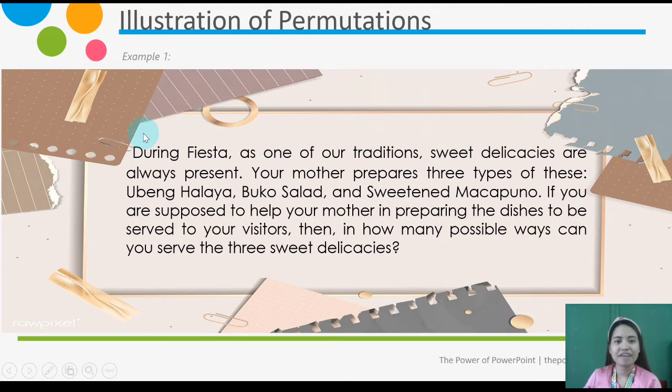So let's have example number 1. During fiesta, as one of our traditions, sweet delicacies are always present. Your mother prepares 3 types of this: ubing halaya, buko salad, and sweetened makapuno. If you are supposed to help your mother in preparing the dishes to be served to your visitors, then in how many possible ways can you serve the 3 sweet delicacies?